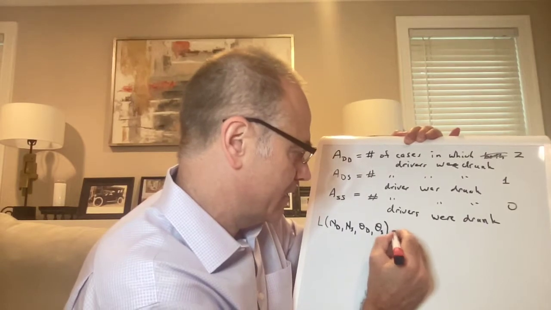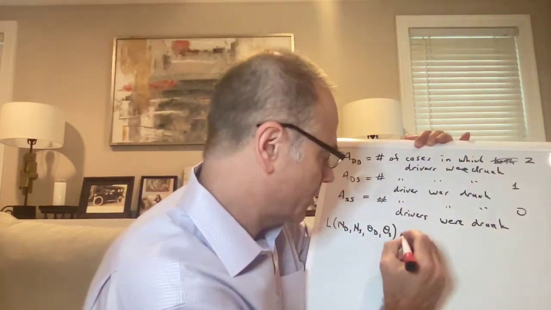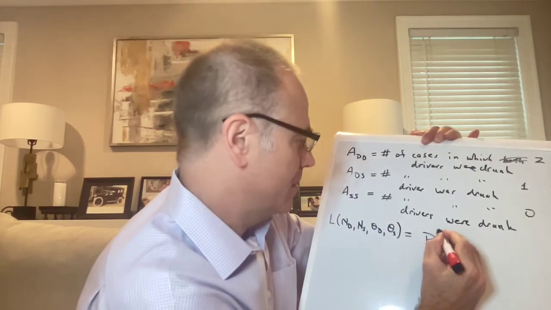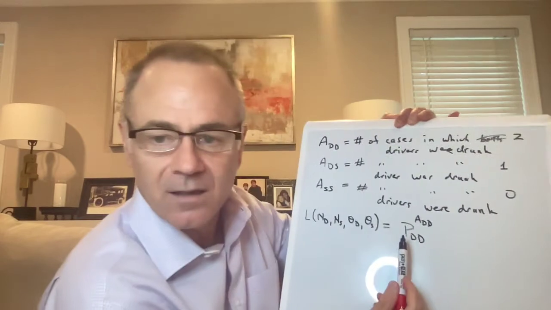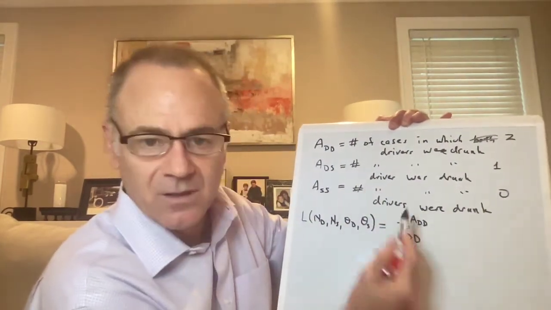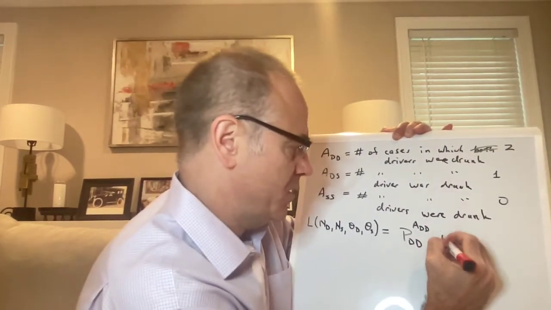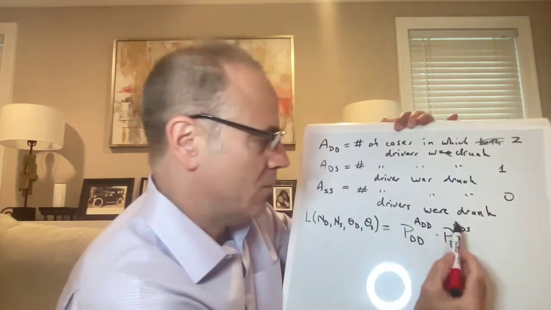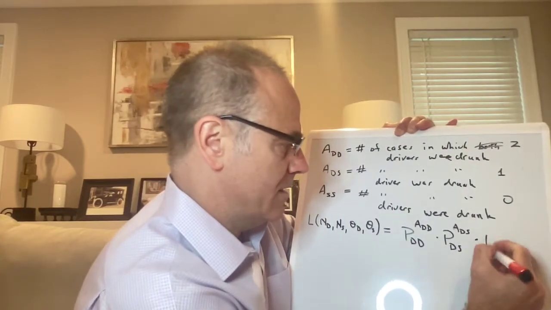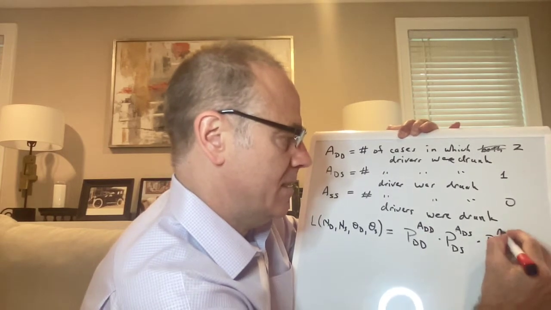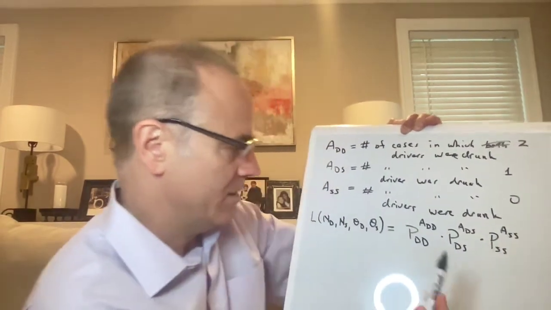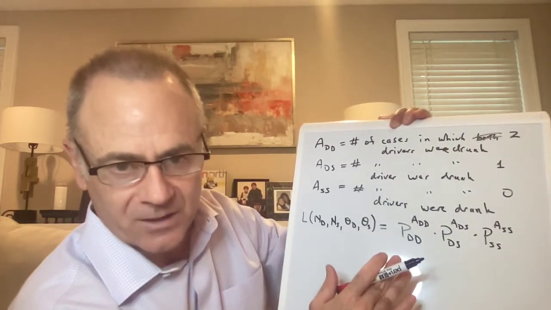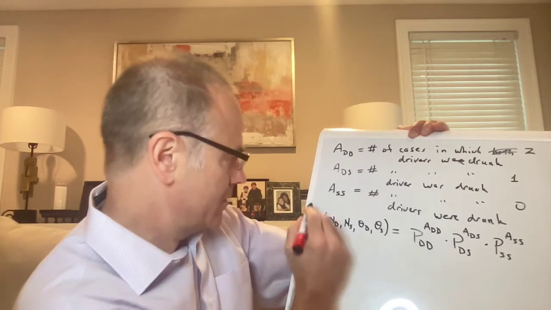So for our little example, we can rewrite it as P_DD to the A_DD. In the old case, we had two cases where there were two drunk drivers, so that would be a 2, times P_DS raised to the A_DS power, and that was 2 in the old case, and then times P_SS to the A_SS, and that was 1 in the old case. Now that is what I'm using as the likelihood function. So this is Tim's likelihood.